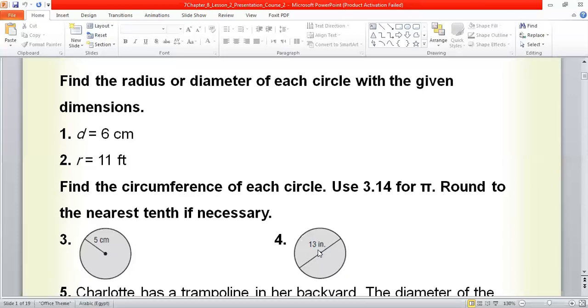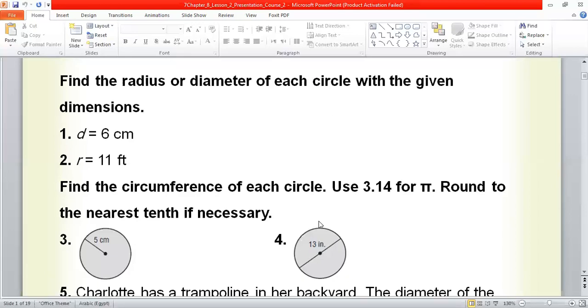So the result in this case is 31.4. In the next example, he gives me the diameter, and this diameter is equal to 13 inches. If you have the diameter equal to 13 inches, what will we do? We will write the rule: pi times d. Pi is equal to 3.14, and the diameter here is 13. We will multiply these two together.